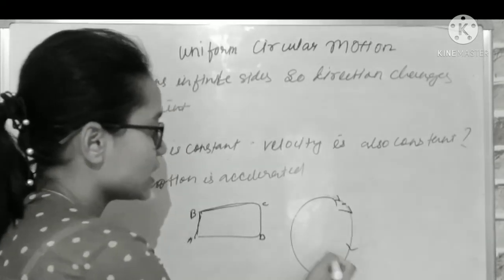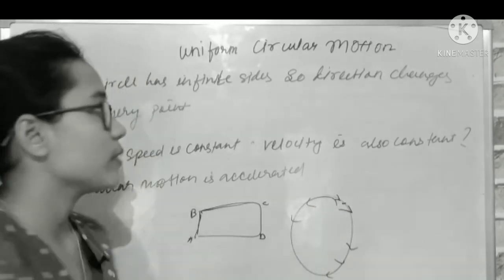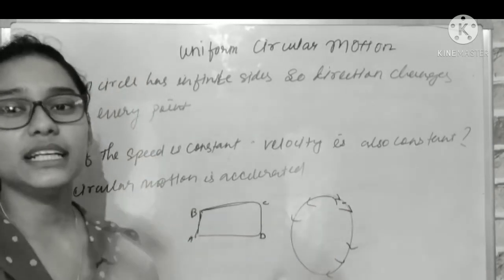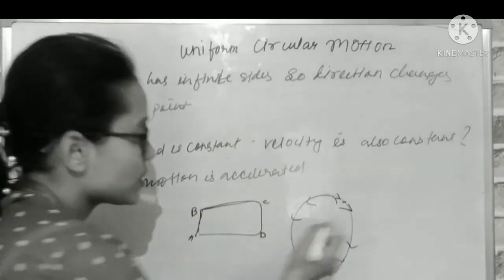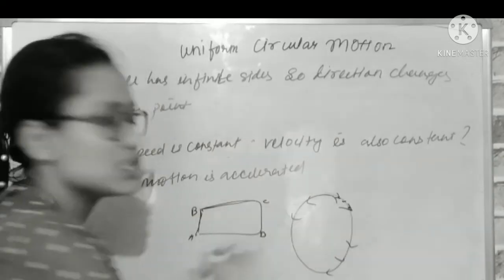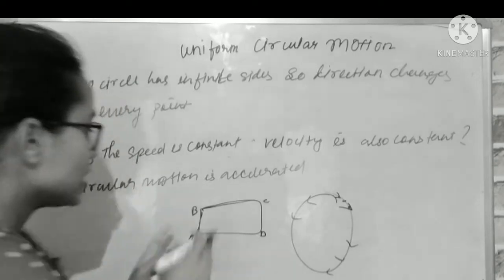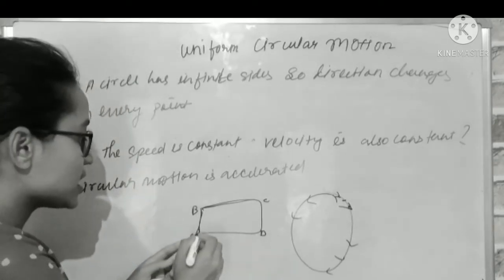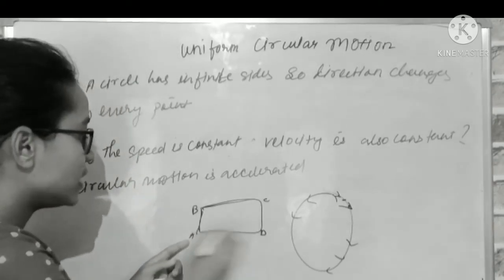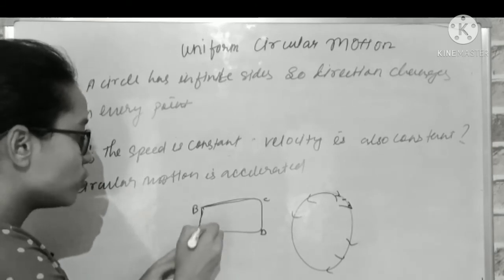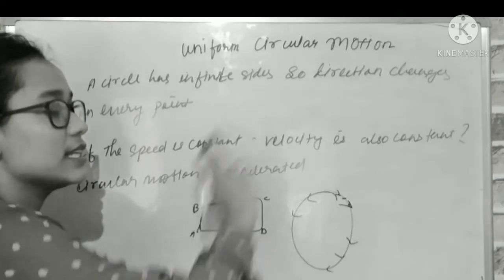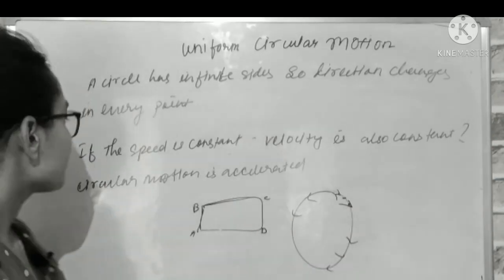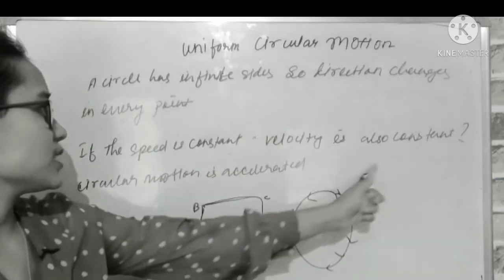So with this we can say what happened in a circle. There are infinite sides. The direction changes at every point. But here in a rectangle, suppose a person is moving from D to A. Now, if he wants to move from A to B, then only his direction will change, right? But in a circle it is not like that.